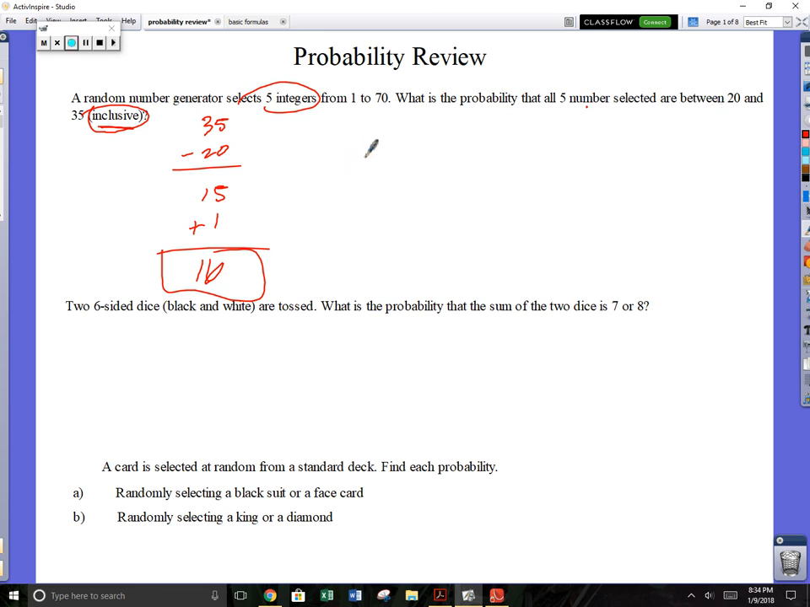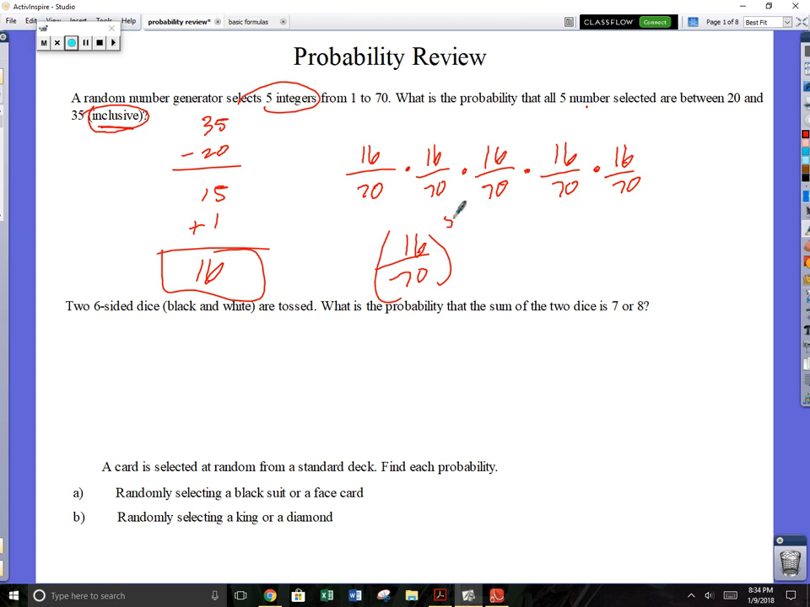So there are only 16 winners out of the 70 total numbers to choose from, and that's my chances of winning. 16 out of 70, so it's not great, but if I do it 5 times in a row, that's my first event, times it by your second event, times it by your third event, and so on and so forth, times that by your fourth event, and times it by the 5th event, which is really the same thing as 16 over 70 to the 5th power.